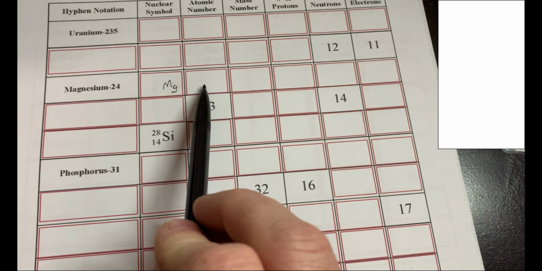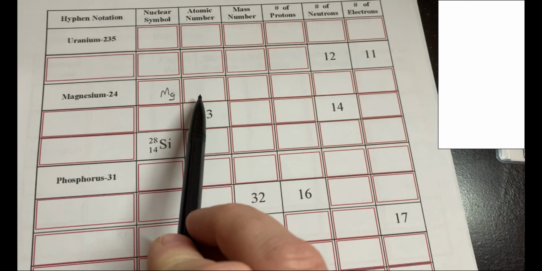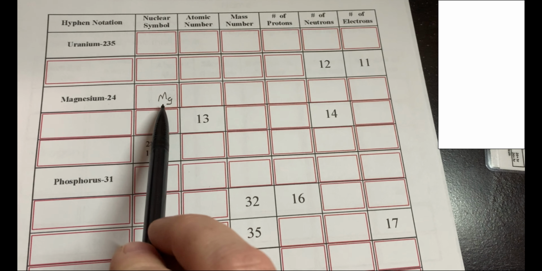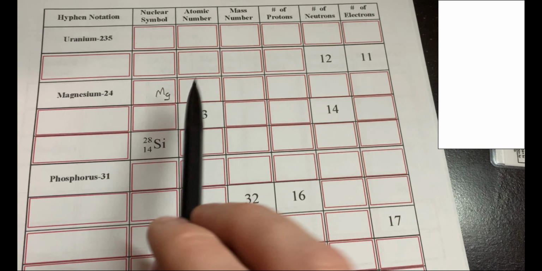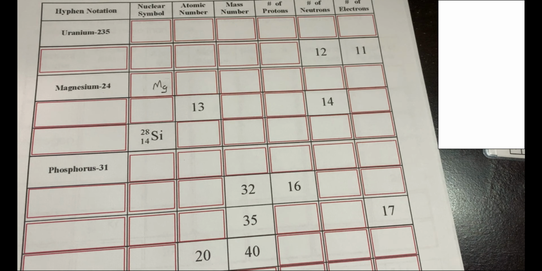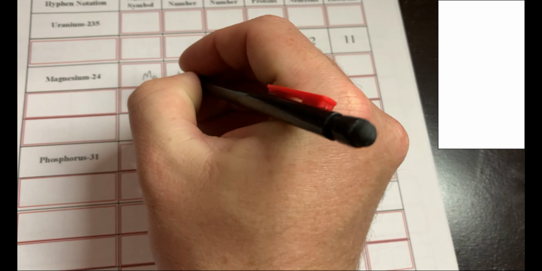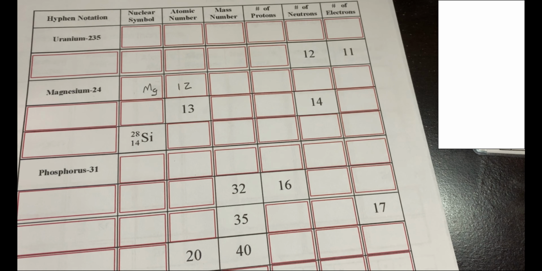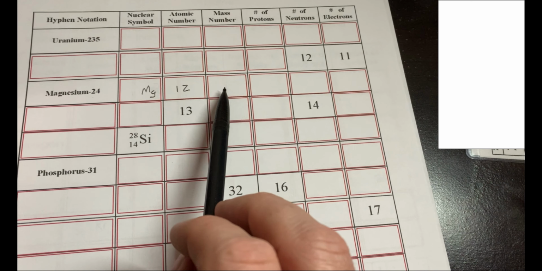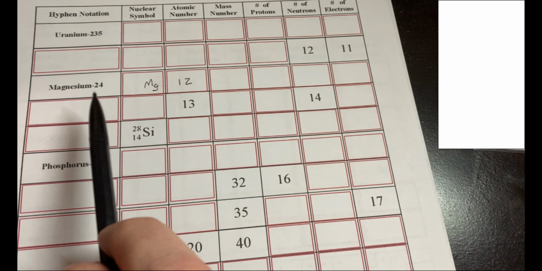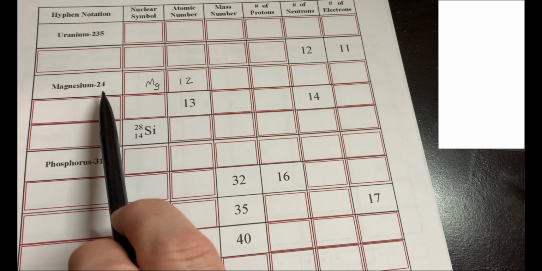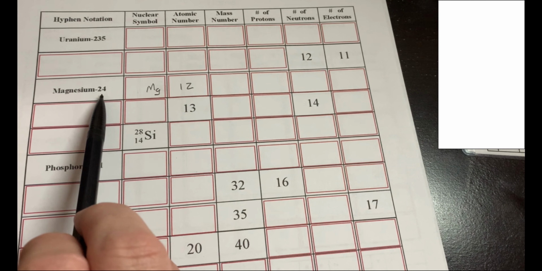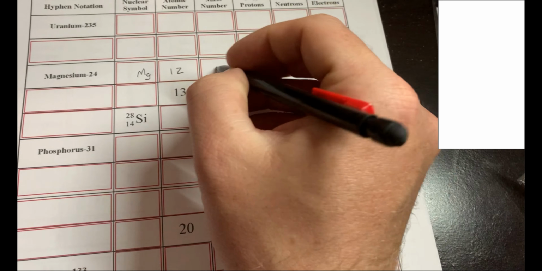So the next thing I'm going to do is find my atomic number, and I look that up on the periodic table. So find Mg on the periodic table, find the big number at the top, and the atomic number of magnesium is 12. Okay, mass number, that's a number I know. It comes from right here, right? With hyphen notation, this number is my mass number. So I can fill that in right now, 24.